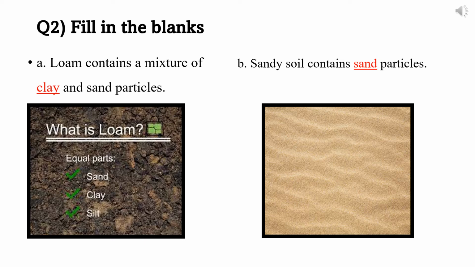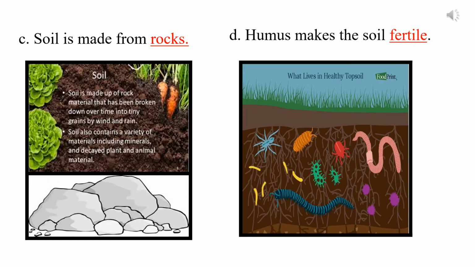And sandy soil contains only sand particles. It has lots of air in it, but it cannot hold any water. Number C is: soil is made from rocks. Previously, we have learned about the formation of soil. Soil is made up of rock material that has been broken down over time into tiny grains by wind or rain, and humus makes the soil fertile. Number D is: humus makes the soil fertile. Because what is humus? Humus is the dead remains of plants and animals, as you can see in these pictures. These living organisms or insects, they are living in the soil and they make the soil fertile.